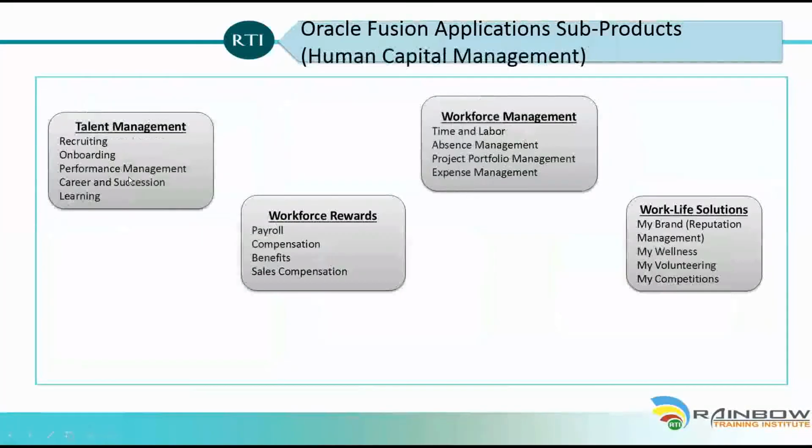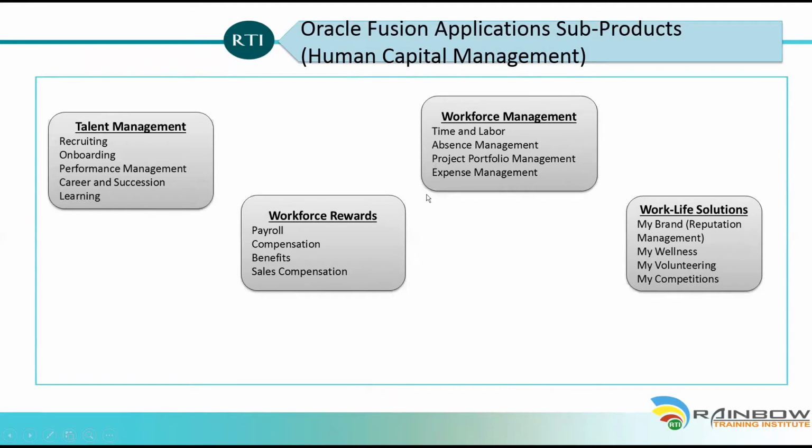Similarly for human capital management, they have talent management. Under talent, they have recruiting and onboarding, performance, career and succession, learning, workforce reward, payroll, compensation, benefits, sales compensation, like that. Similarly, work-life solutions is another new offering coming with Fusion. It was not there in the legacy systems. So reputation management, my wellness, my volunteering, my competitions. So these are the different sub-offerings out of the sub-products.